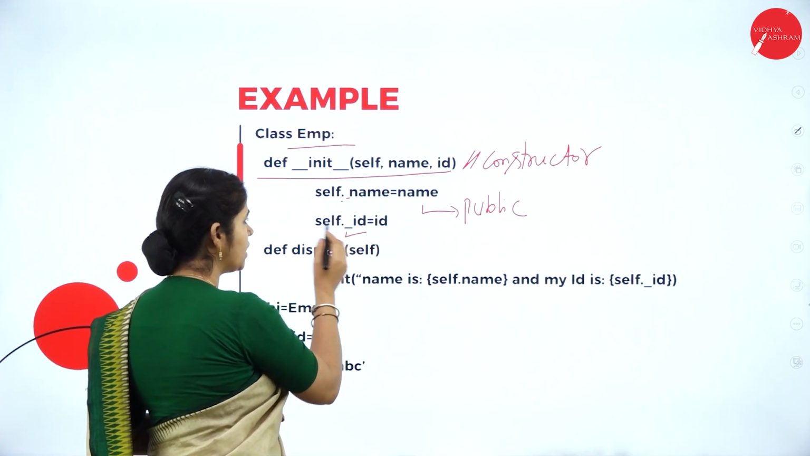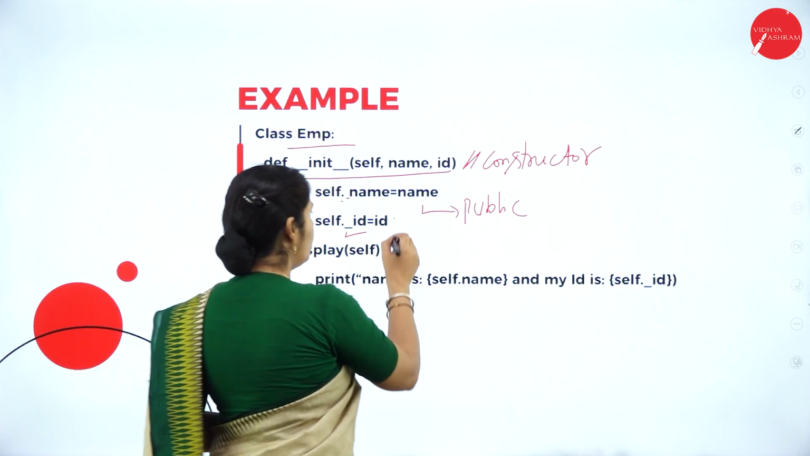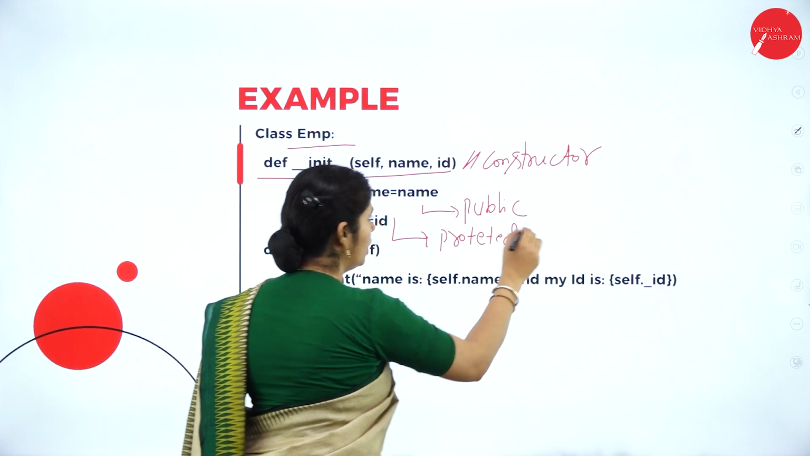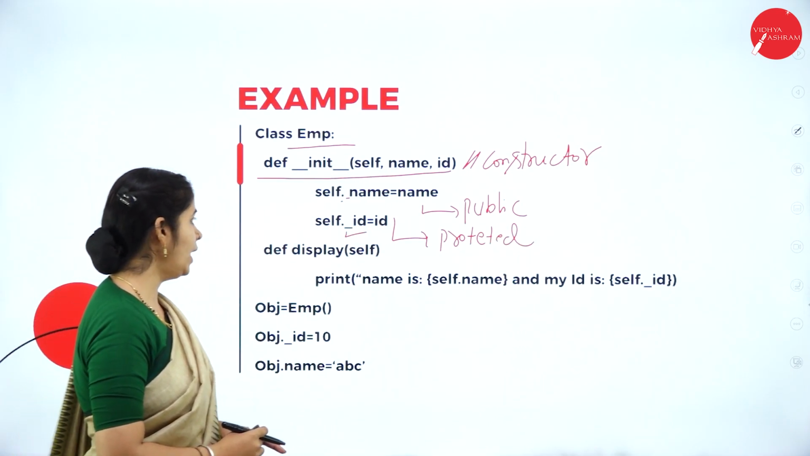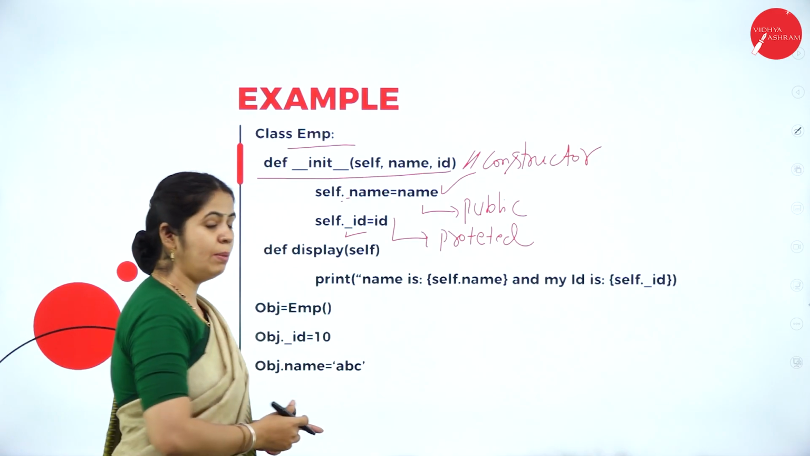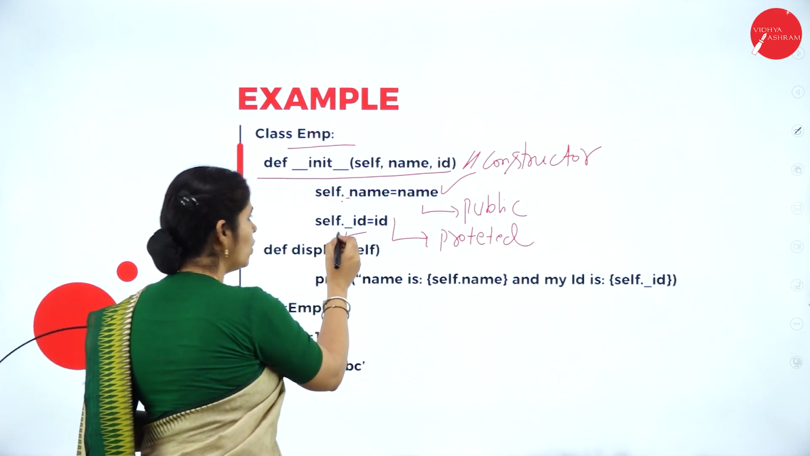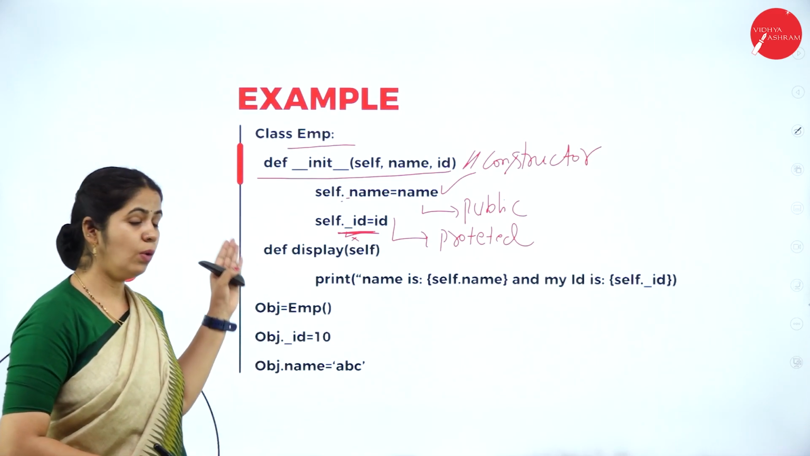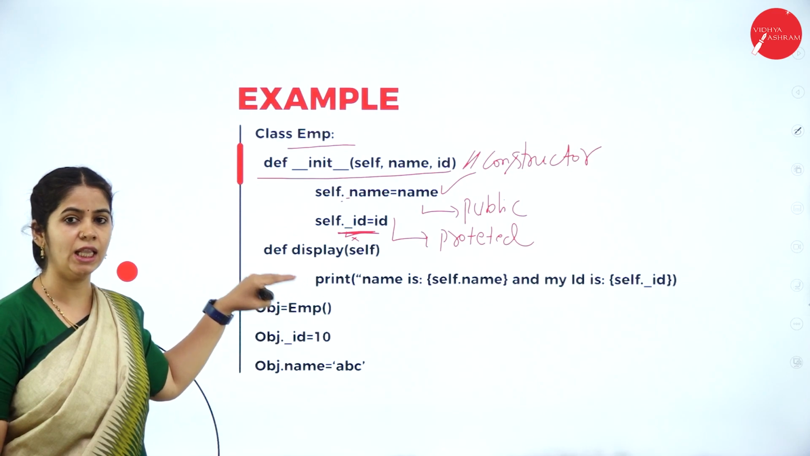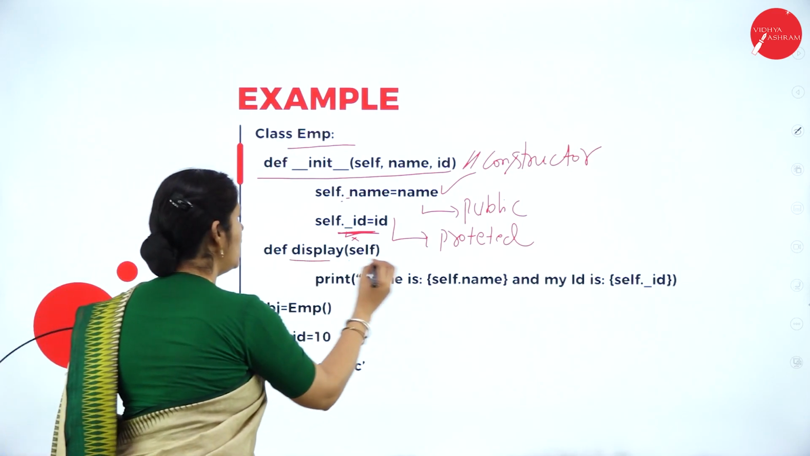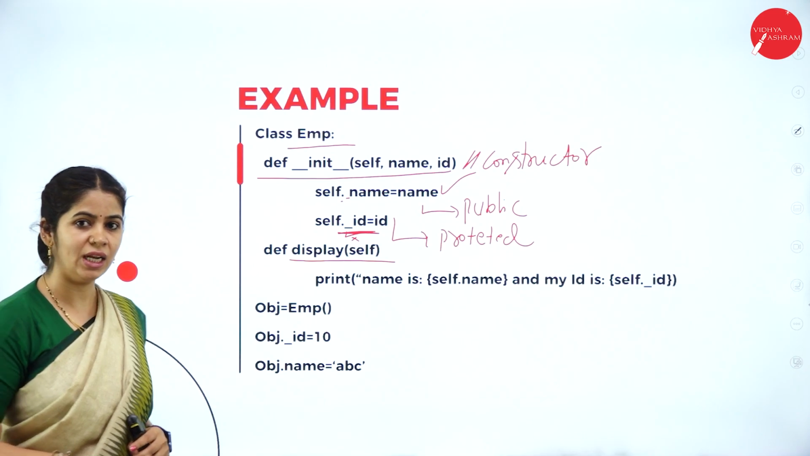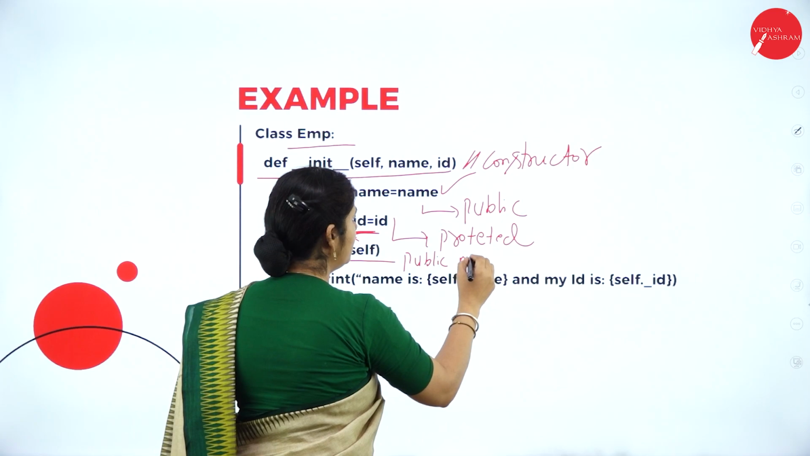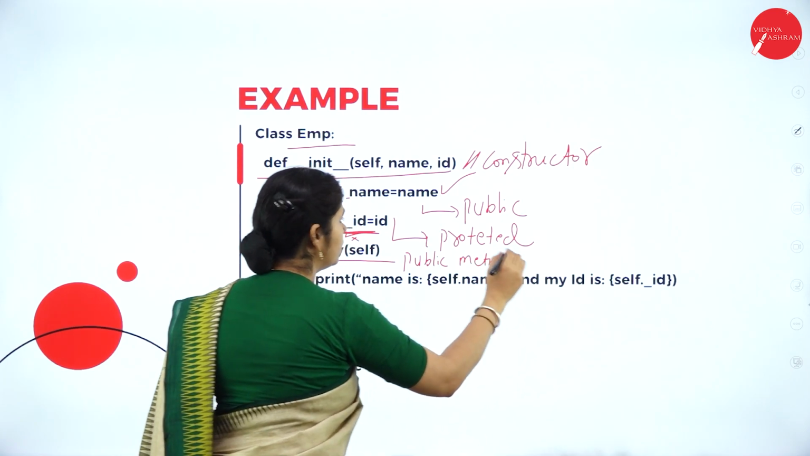Here we have a prefix of a single underscore. That means it is protected data, or a protected variable. I can access name directly by using the object of the class, but I cannot access this by directly using the object of the class. One more thing, we have a method in that particular class Employee, that is the display method. What type of method is it? It is also a public method, right?